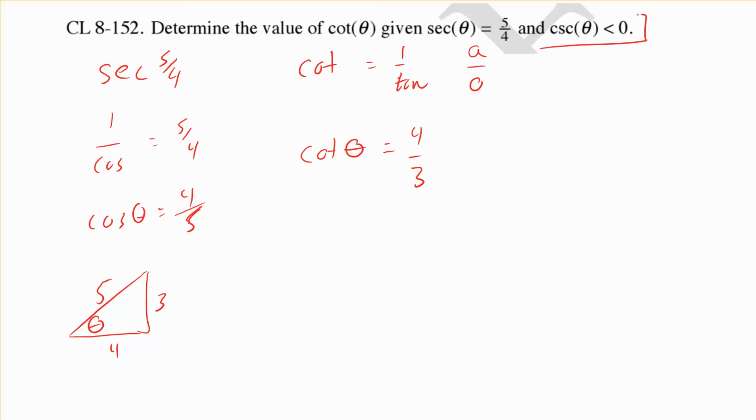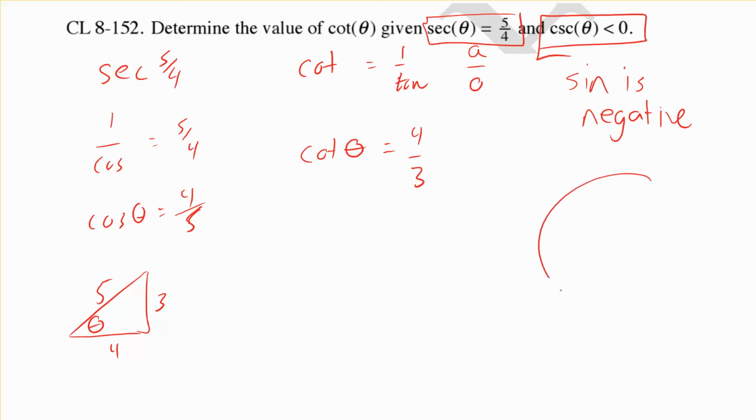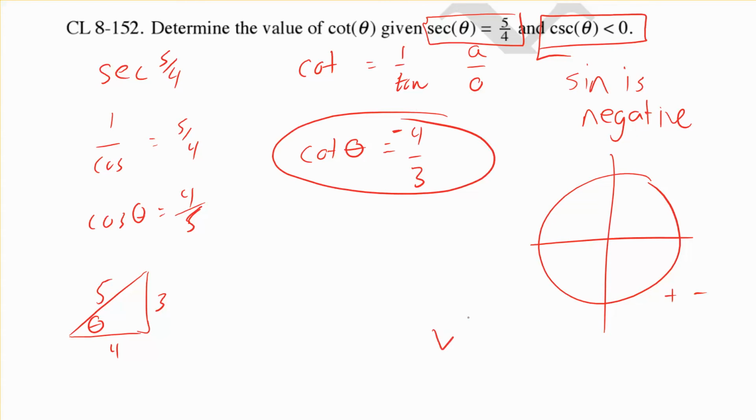The cosecant is less than 0, meaning the sine is negative. The cosine and secant were positive. That would mean we're in the fourth quadrant, where the cosine is positive but the sine is negative, and the tangent is negative, therefore the cotangent is also negative.